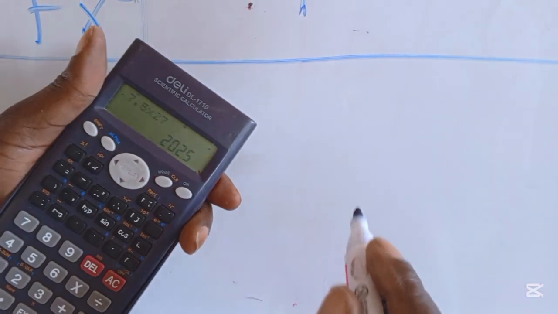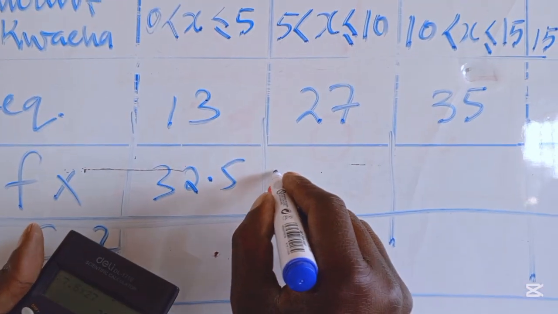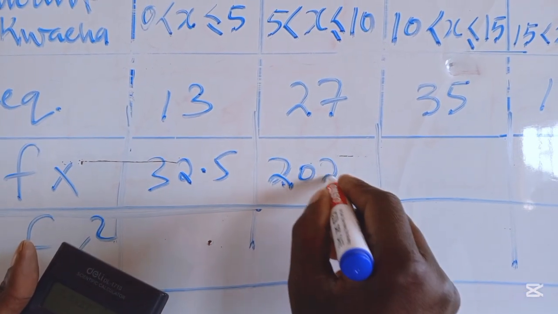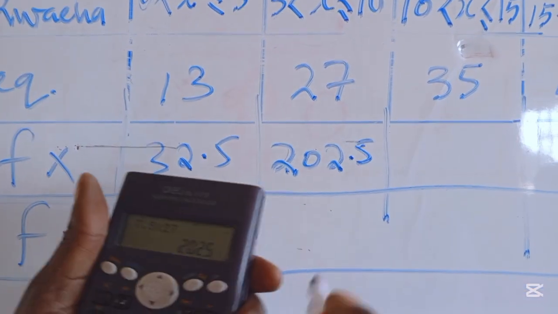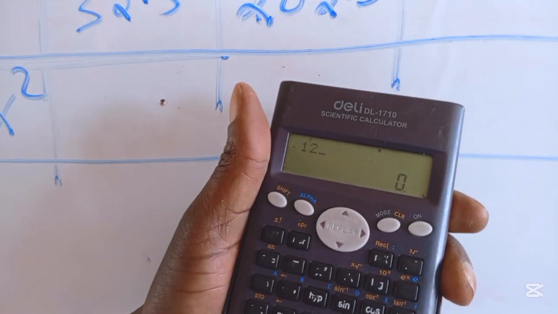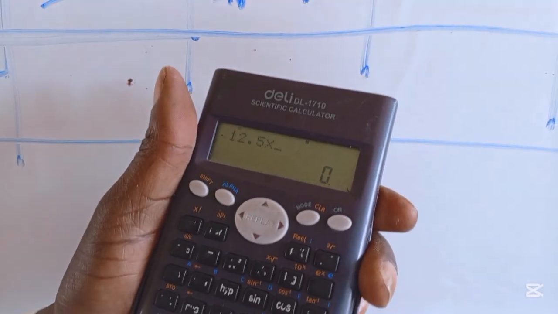I'll get 7.5 times 27, which is 202.5. And then again, don't get scared about the points. 12.5, I should multiply by 35.